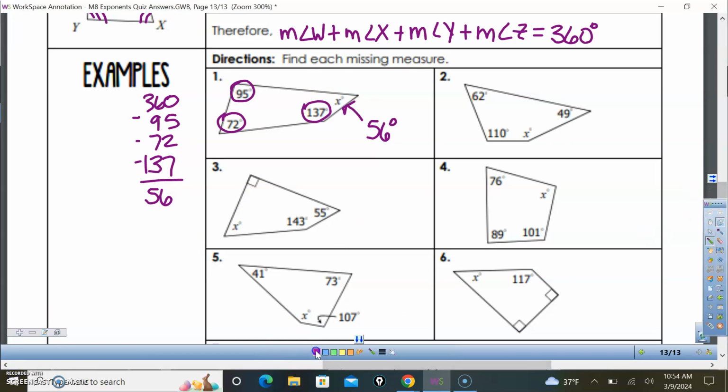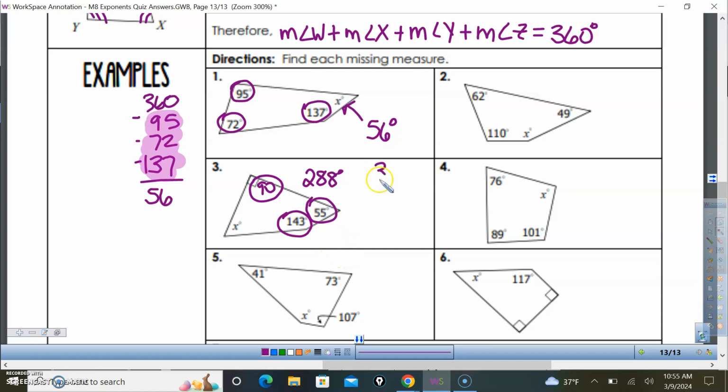What I noticed when we were working with triangles is that a lot of you like to do, instead of doing subtraction over and over, a lot of students were adding up all of the angles we did know and then subtracting that from 360. So I'm going to go ahead and model that in example 3 here. So this right angle is 90 degrees. So I am going to add 90 plus 55 plus 143. And I am getting that these 3 angles added together are 288 degrees.